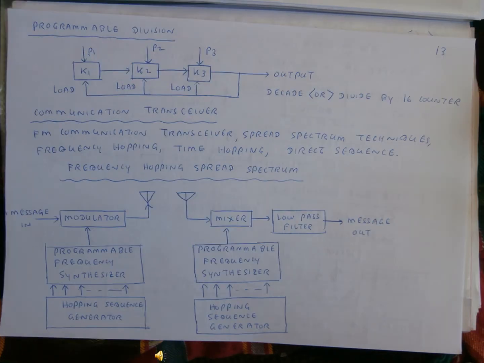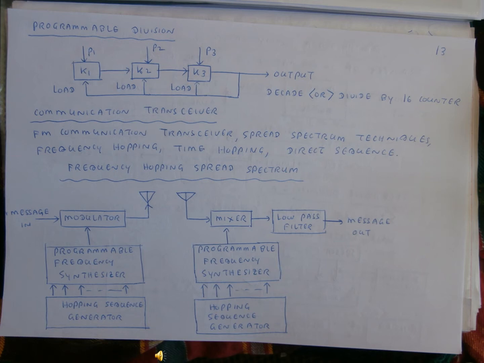And then we also see a programmable divider. Programmable division means the input P1 is divided by K1, and likewise P2 is divided by K2, and P3 is divided by K3. So that will be the output. That will be the divide by 16 counter. So this is the construction of the programmable divider.